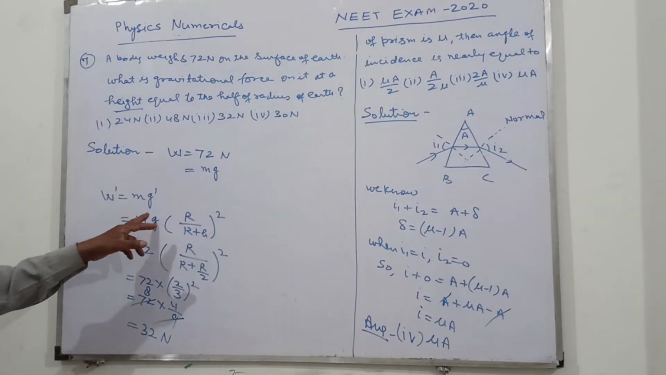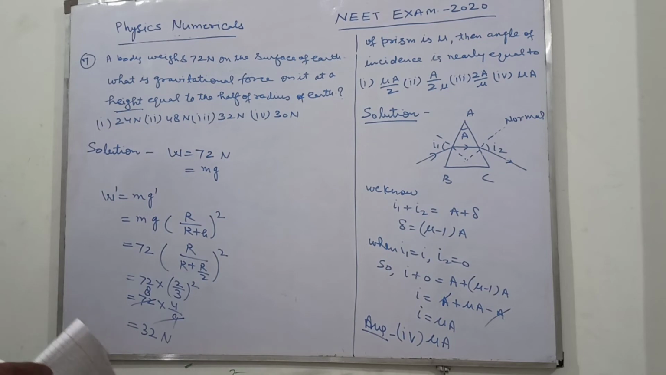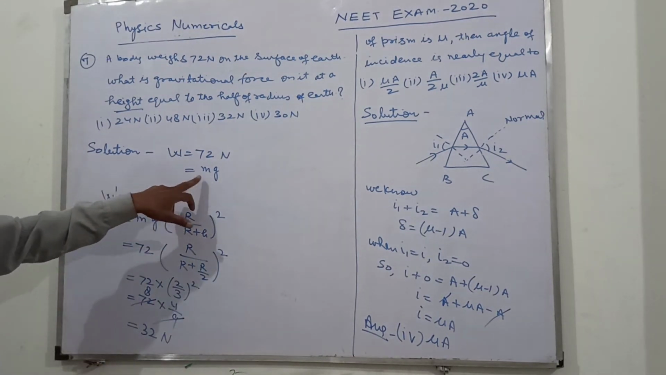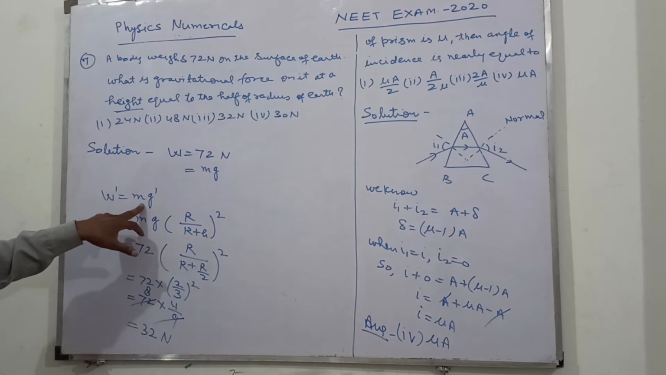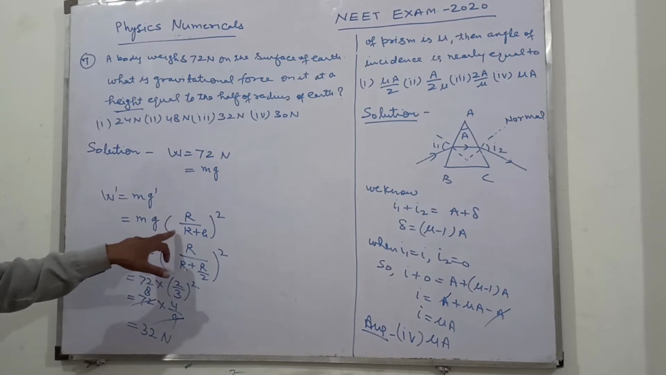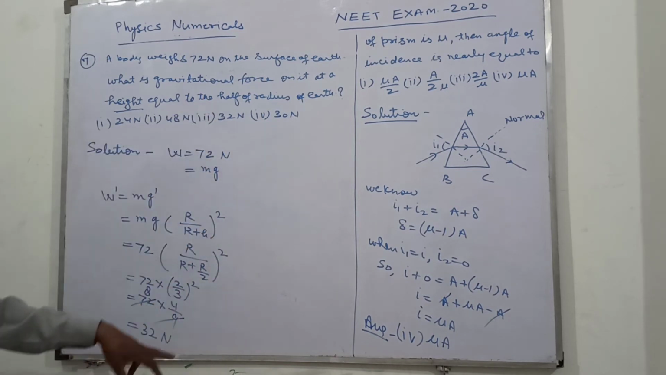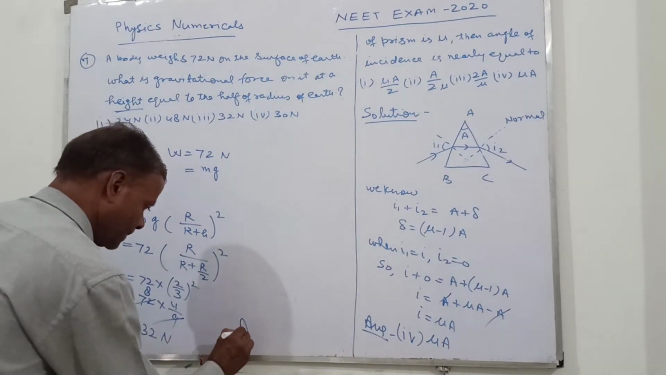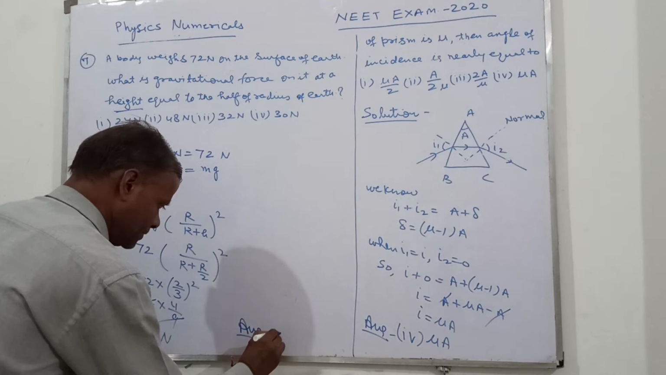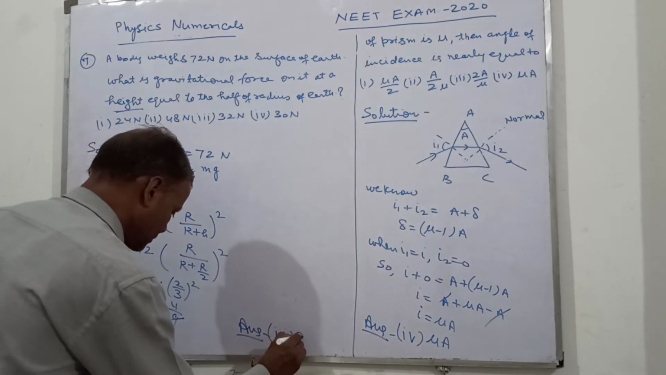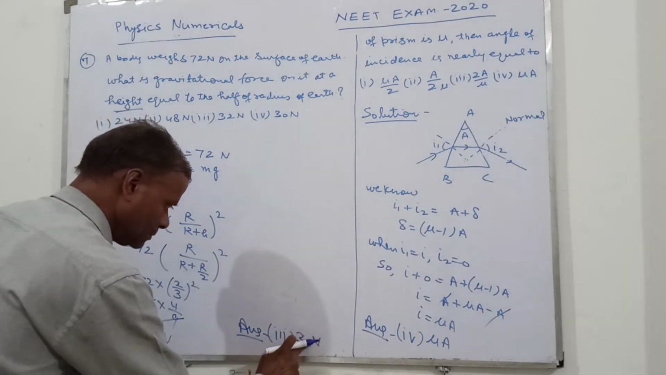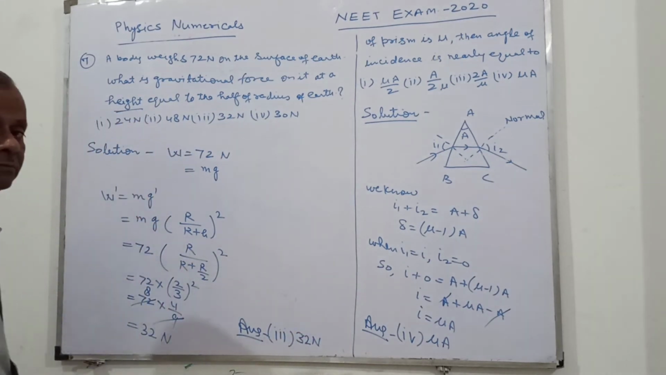So you do not have to go very deep. Just understand that this is given on the surface, and you have to find the weight of the body at a height of r by 2. So apply the formula W dash equal to mg dash, and g dash is equal to g into r upon r plus h whole square. Then put down the values and find the answer. So this is now the third answer, 32 Newton.